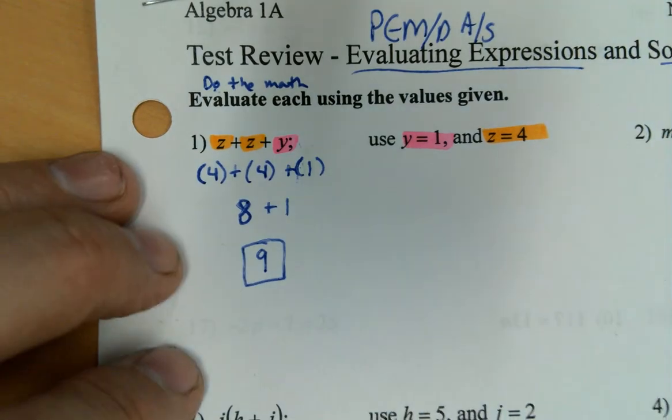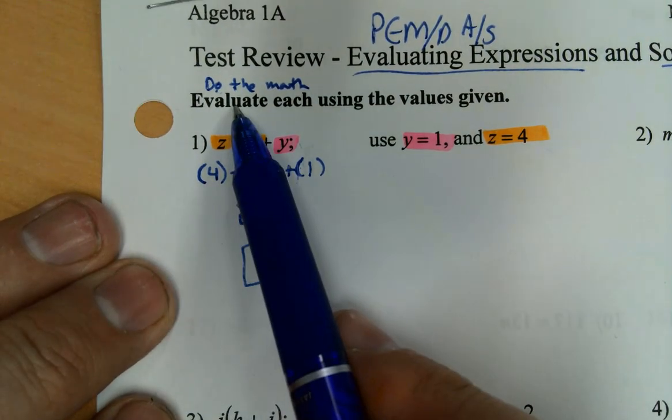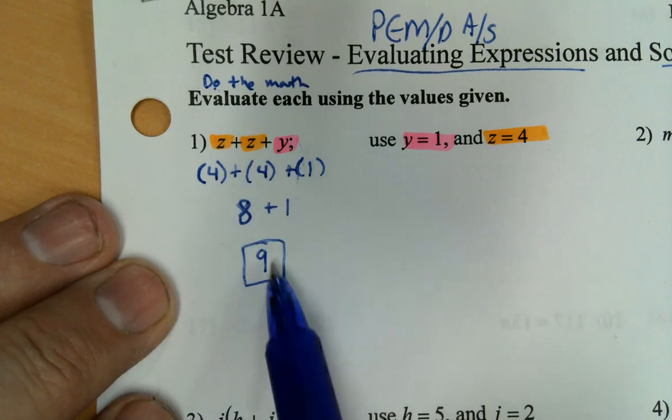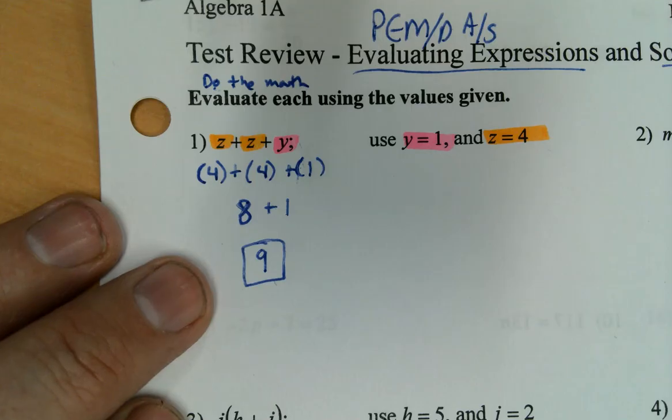And that's my solution. So when I substituted these numbers in, I do the math. That's what it means to evaluate. Do the math. I did the math and I got 9. So the answer to this expression is 9.